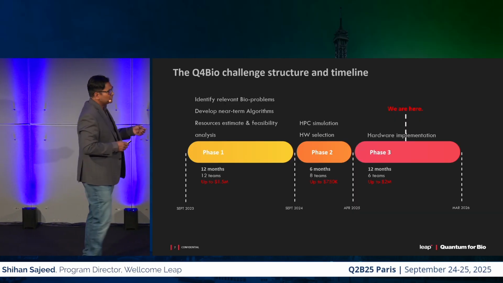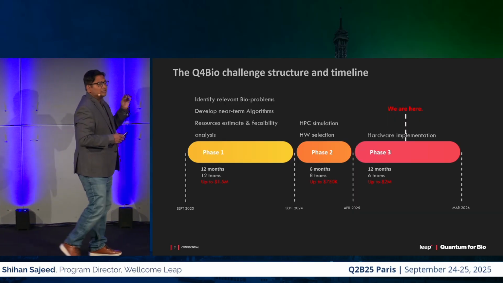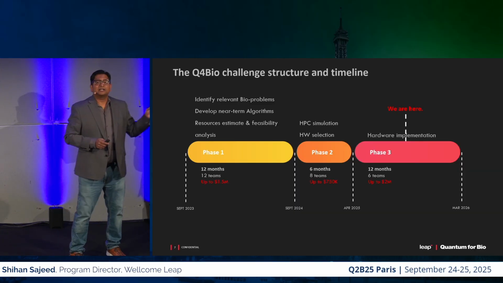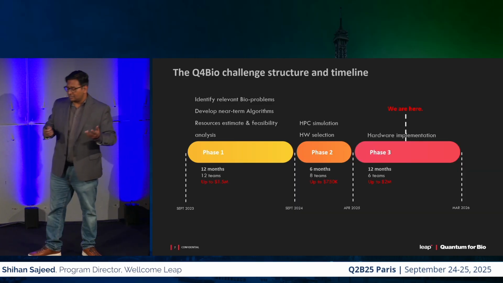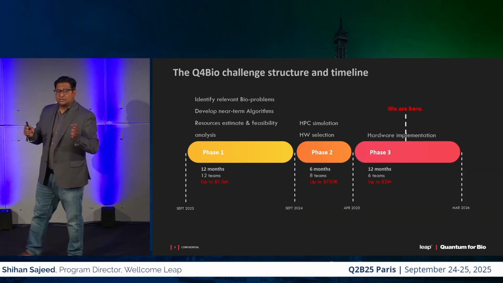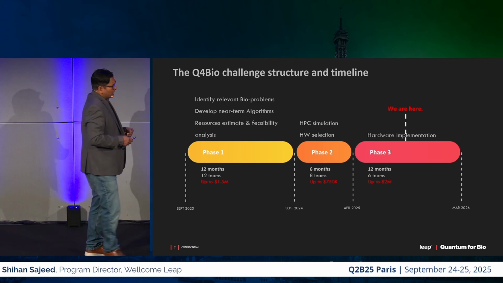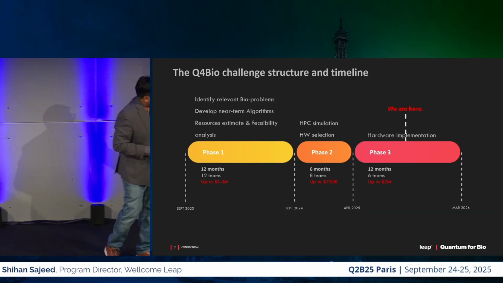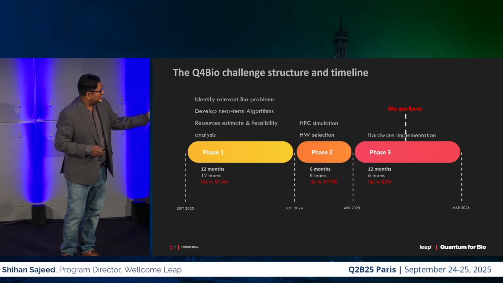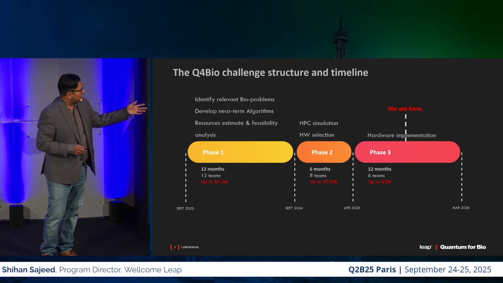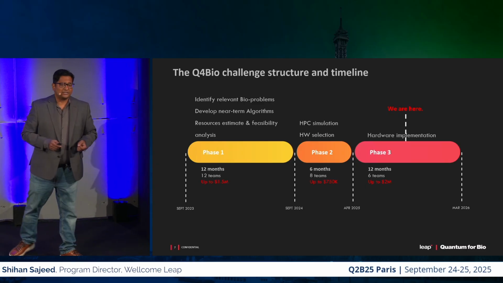And in phase 2, it was basically about doing HPC simulation of your algorithm to verify their feasibility for the next phases, do all the things necessary to choose your hardware, whatever it takes. We paid each of these teams up to 750K, and there were only 8 teams.